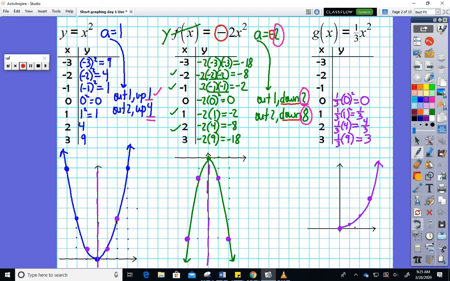This dot and this dot are both 2 tick marks away from the line of symmetry. This dot and this dot are both 3 dots away from the line of symmetry: 1, 2, 3, and 1, 2, 3. So, wait a minute. Is there a way that I could use symmetry instead of having to keep doing T-charting?